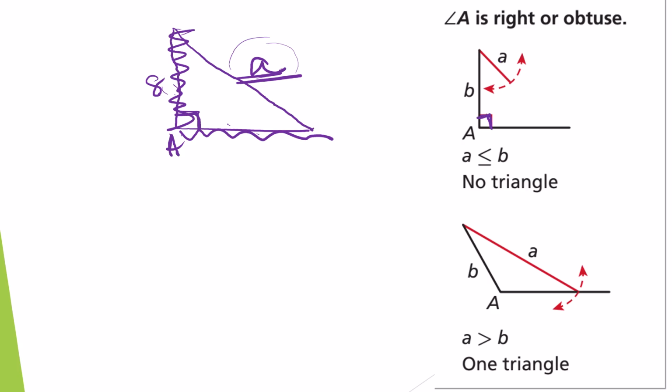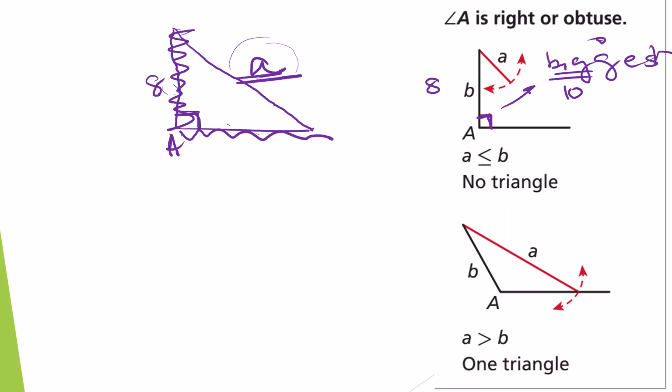So opposite to 90 degrees, I should have the biggest side. If this is 8, B is 8. So I should have at least 10 or 9 or 8.5 as the measurement of the line. Then in that case, I could make the triangle, but otherwise I cannot make the triangle.